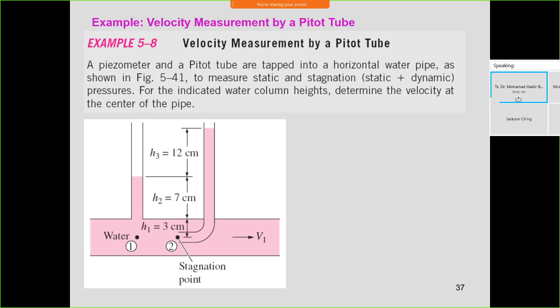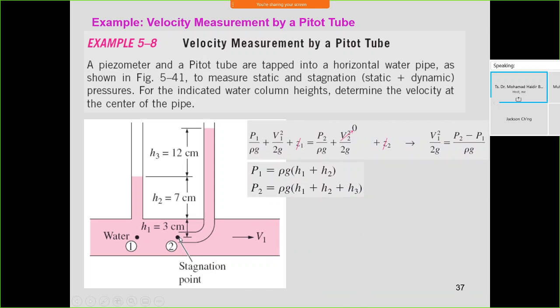The last thing is velocity measurement by a pitot tube. I told you we would discuss it. So this is the pitot tube and this is the venturi tube. The difference is 12 centimeters, and at the venturimeter the H is 7 centimeters. The pitot tube was inserted 3 centimeters inside the pipeline.